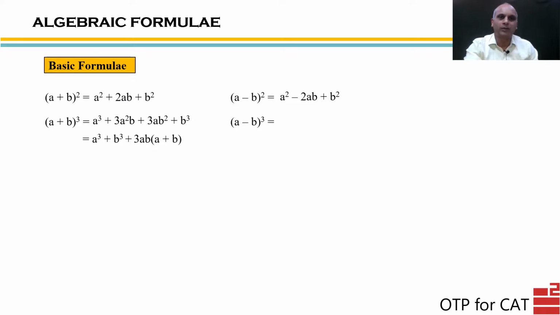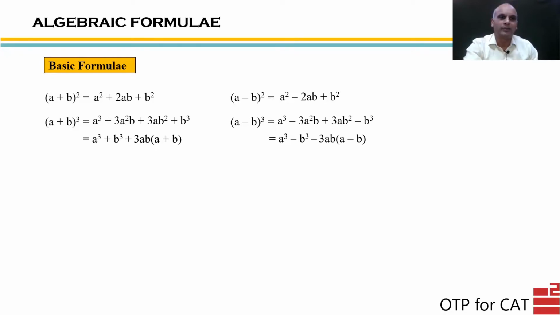Similarly, we have a formula for a minus b whole cube, which is a cube minus 3a square b plus 3ab square minus b cube. And like previously, here also we have another variant to this formula, that is a cube minus b cube minus 3ab brackets a minus b. So please note down these formulas, these four formulas, which are basic formulas.